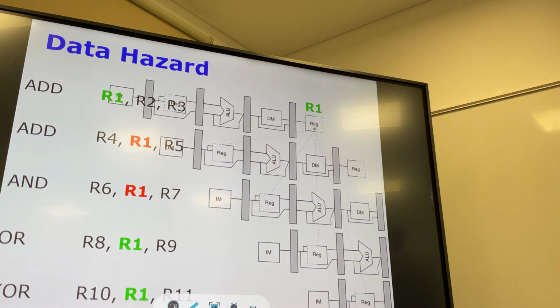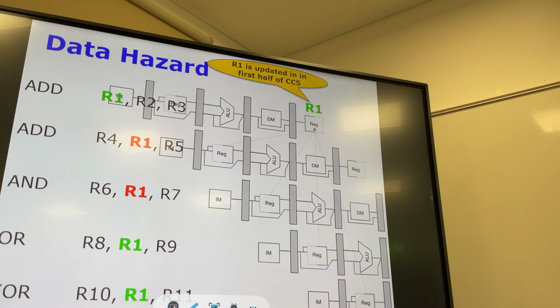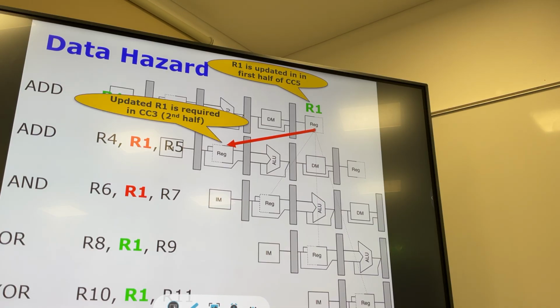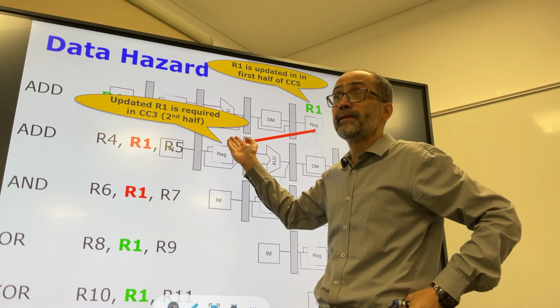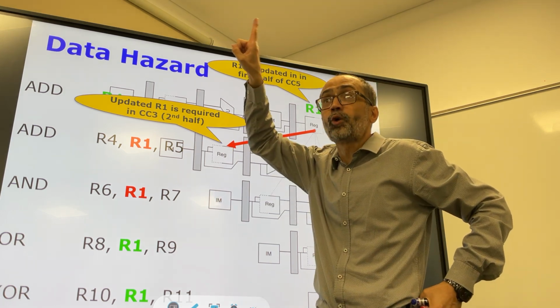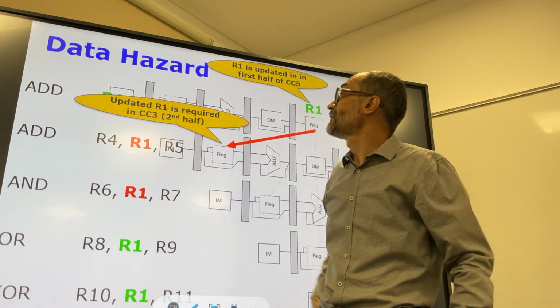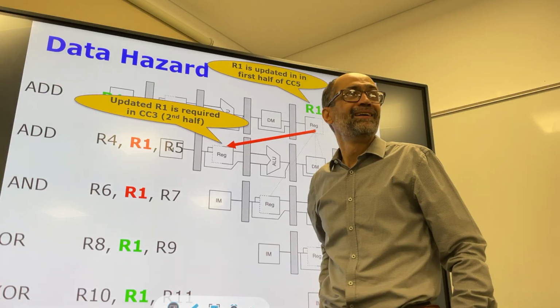If there is no forwarding, how many stalls will there be? 2 stalls, because we cannot go back. R1 is updated in the first half. Can we go backward? Updated R1 is required in clock cycle 3 because it's in decode. So in clock cycle 3, this is actually op 1. We are reading this R1 in the second half. Clear?